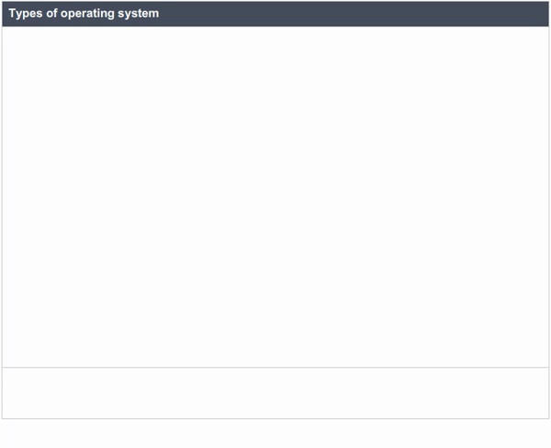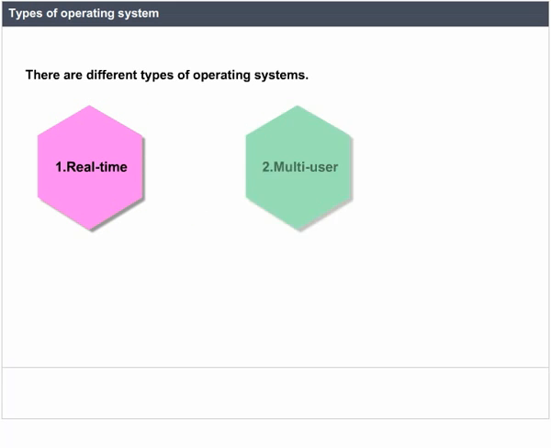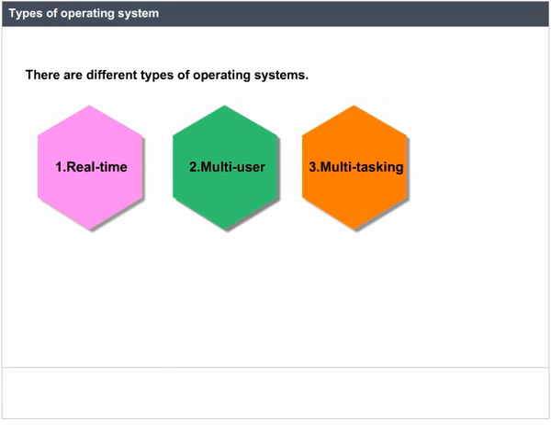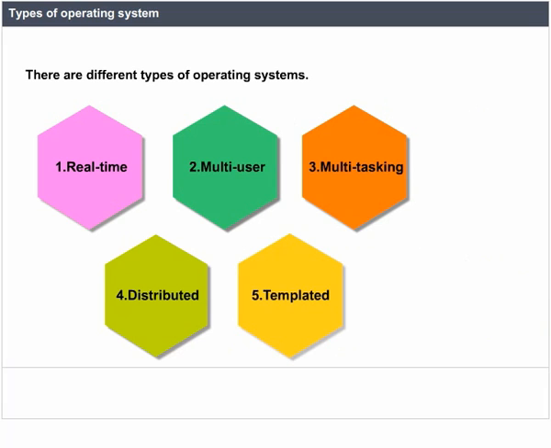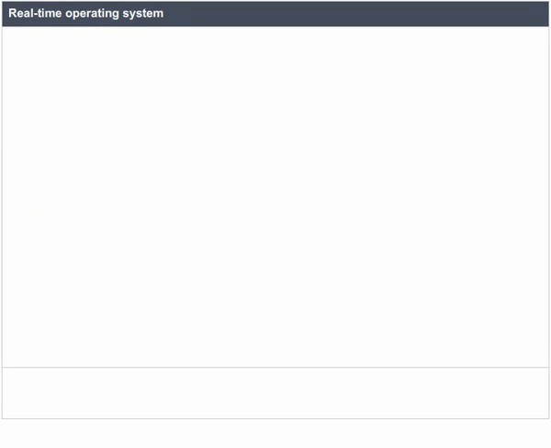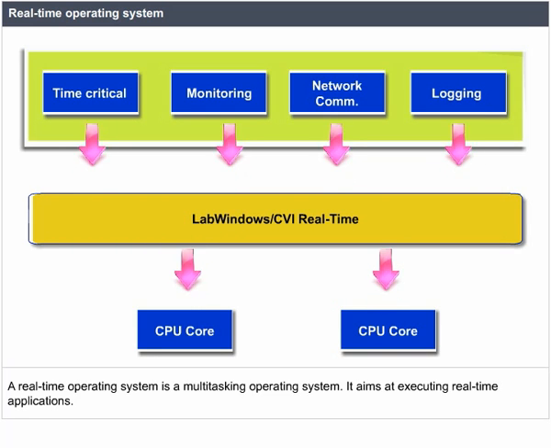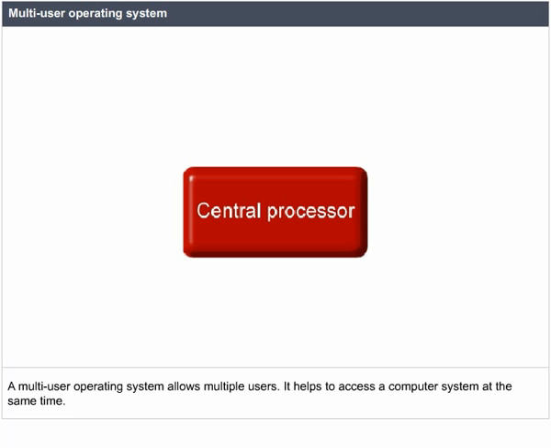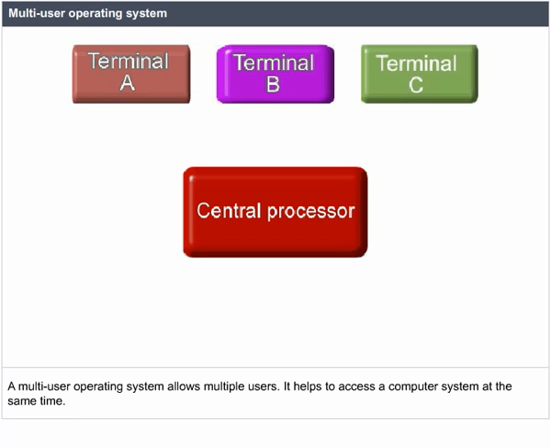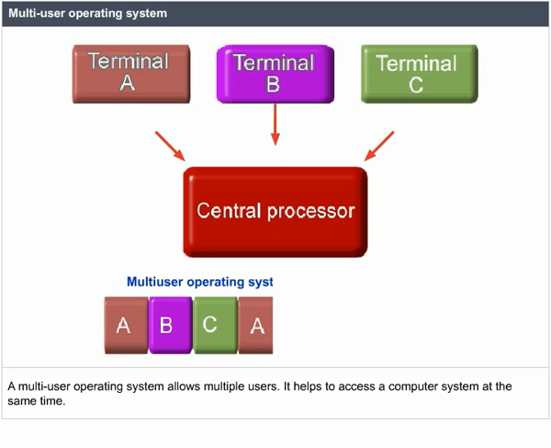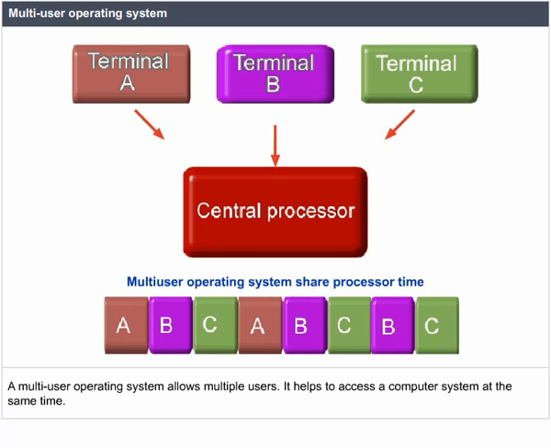Types of operating system. There are different types of operating systems: real-time, multi-user, multitasking, distributed, templated, and embedded. Real-time operating system. A real-time operating system is a multitasking operating system. It aims at executing real-time applications. Multi-user operating system. A multi-user operating system allows multiple users. It helps to access a computer system at the same time.